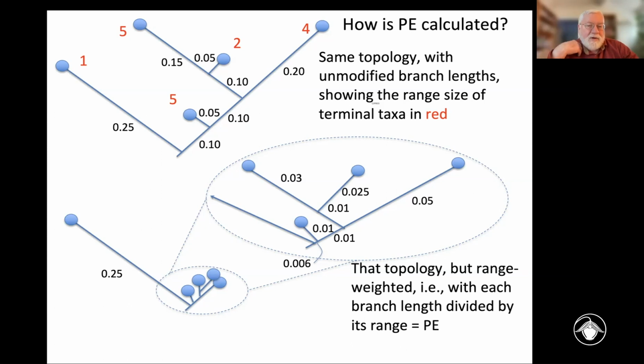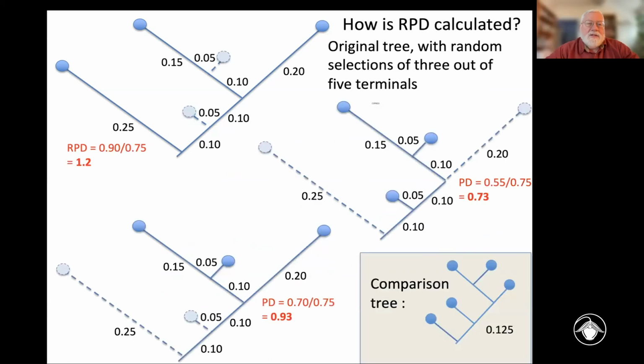And therefore, when you measure PD on this range-weighted tree, it's still a PD measure, but it's a special one because it's emphasizing the branches that have a smaller range. And that's really important both for academic purposes and for these conservation purposes we're going to come up to.